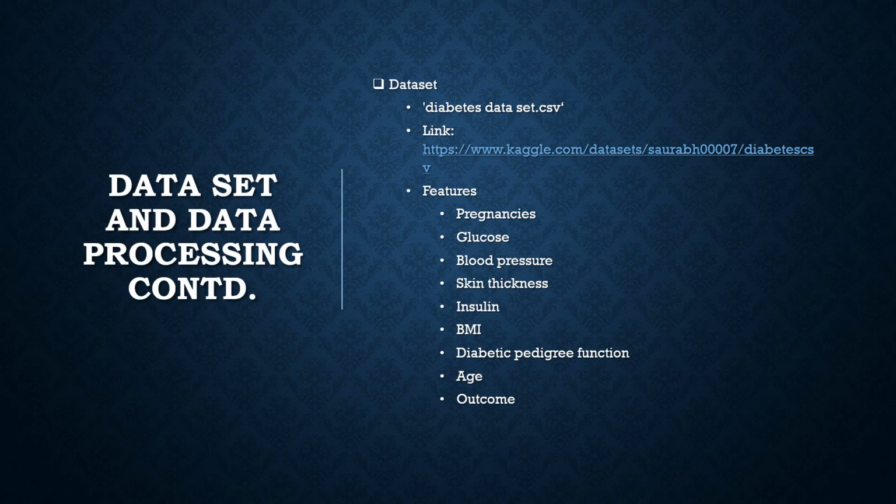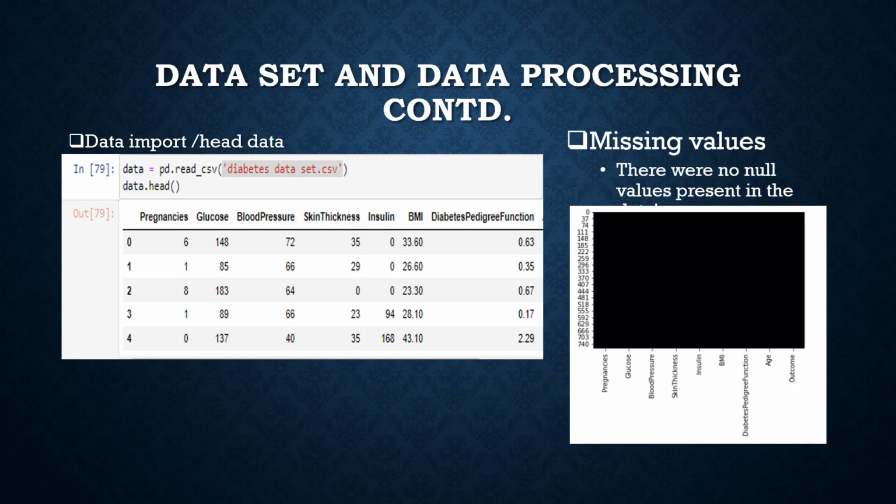Coming to the features, such as pregnancy, glucose, blood pressure, skin thickness, insulin, body mass index, diabetes pedigree function, age, and outcome. There were no null values present in the dataset.